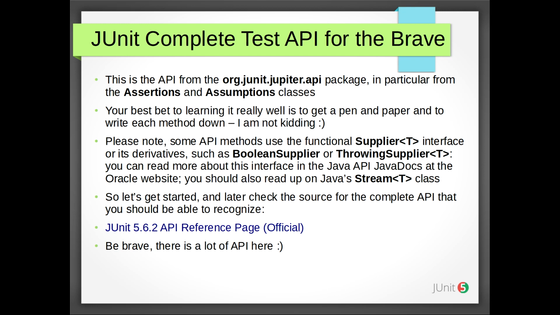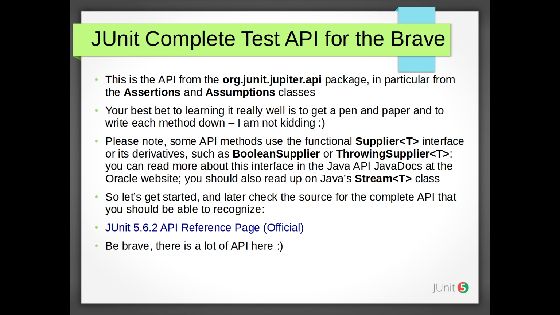This is the API from the org.junit.jupiter.api package, in particular from the Assertions and Assumptions classes. Your best bet to learn it really well is to get a pen and paper and write each method down. I'm not kidding. Or you can just write the type of a method. You'll see later what I mean.